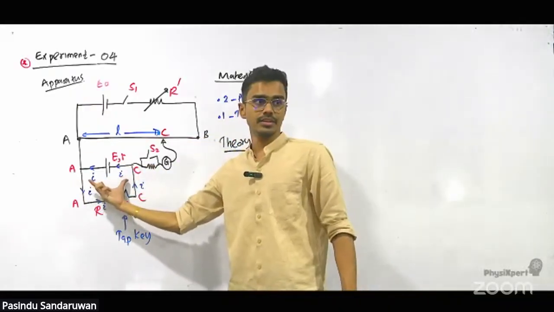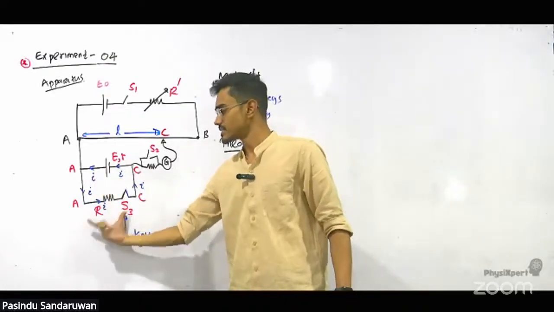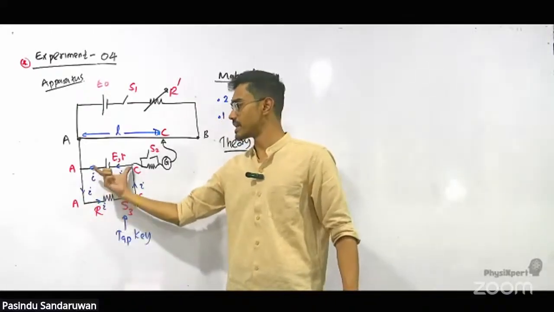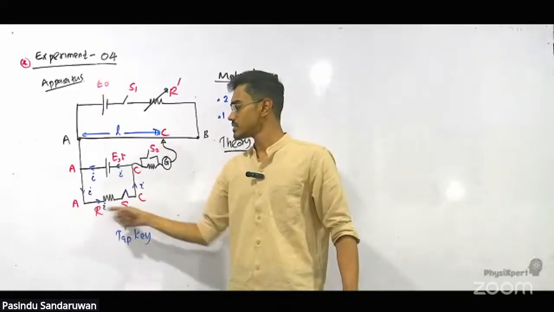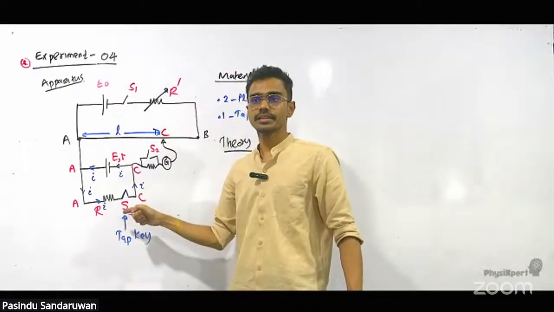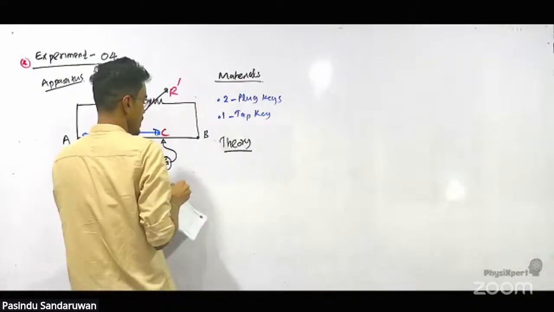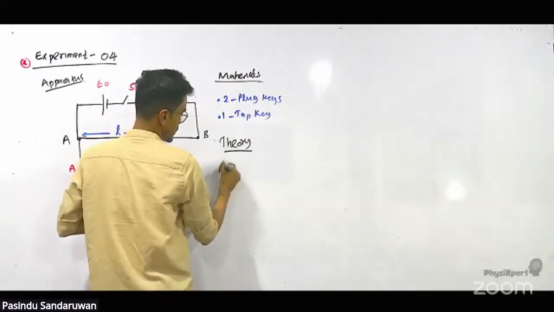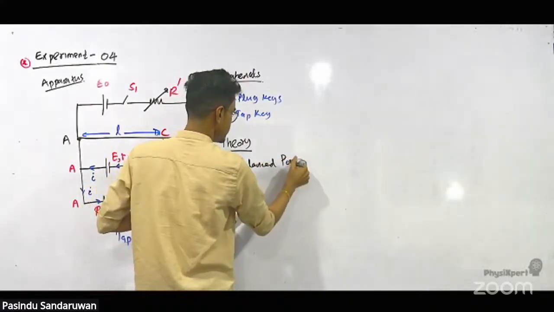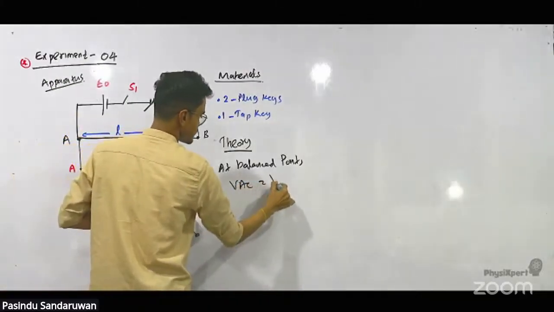From the battery, you can write this potential difference as E minus Ir. From the resistor, you can write the same as IR. Because this battery and this resistor are in a parallel combination now, across AC. Now, this is what we do at the balance point. At the balance point, again, V_AC equals V_AC.